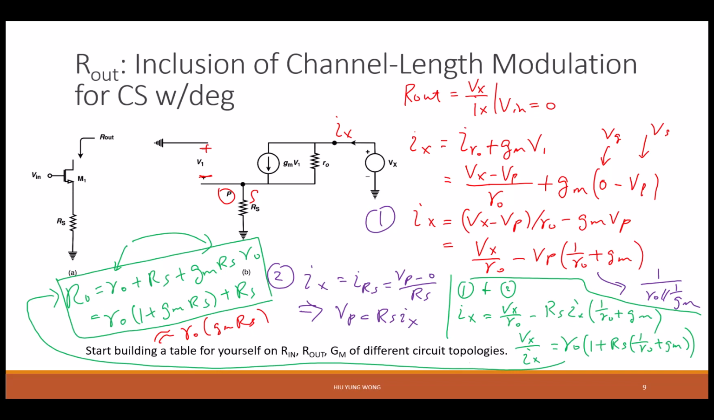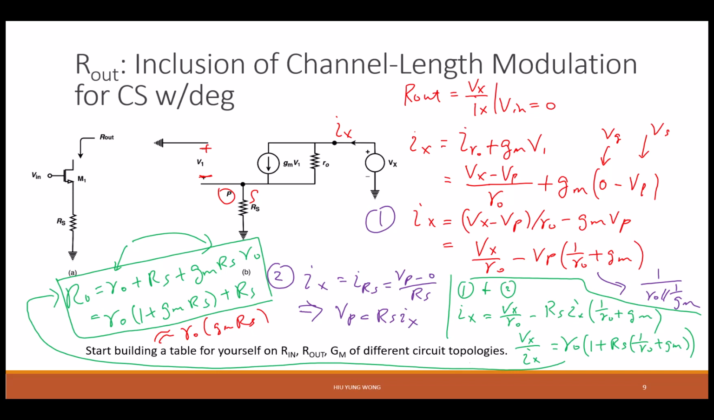Rout equals to R0 plus Rs plus Gm Rs R0. Okay? Or I can do this in this way. It is equal to, I'm going to group the first and the second term. It is actually the same. I can group the second and the third term. It's R0 times (1 plus Gm Rs) plus Rs.